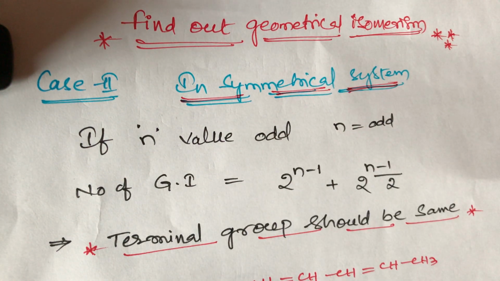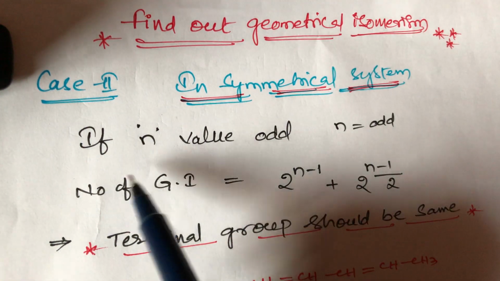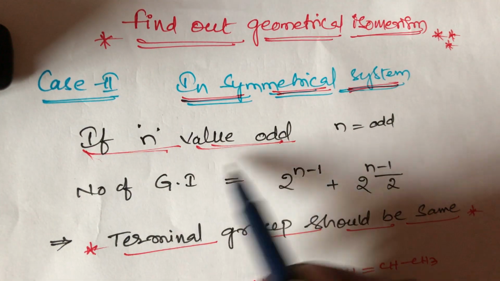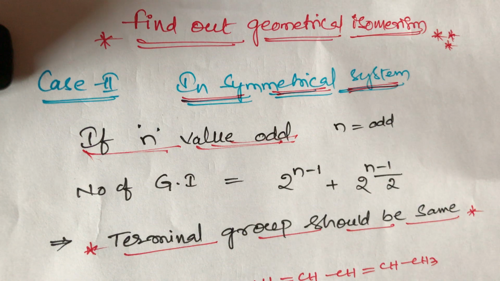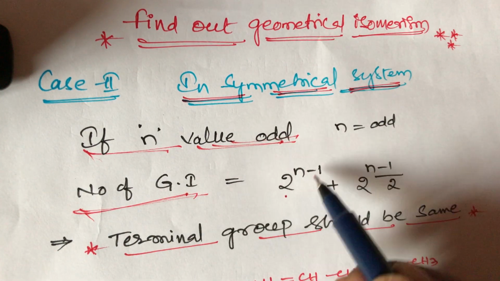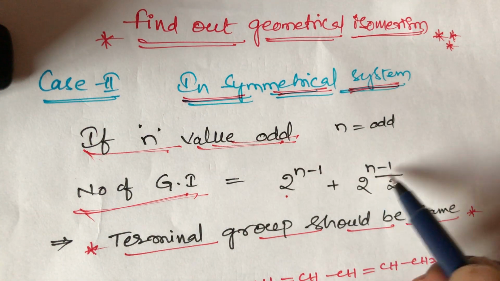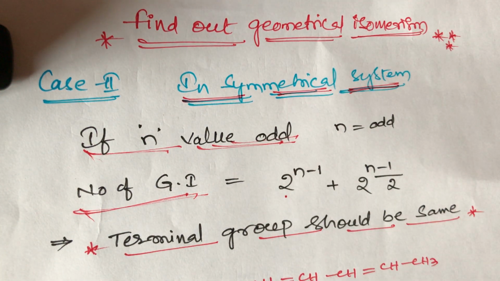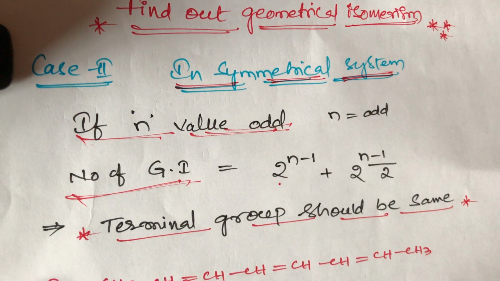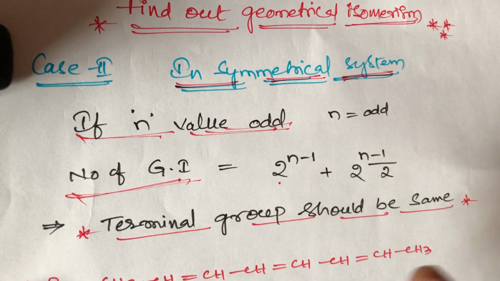In symmetrical systems, two cases are there: if the n value is odd, and if it is even. If the n value is odd, what is the geometrical isomerism formula? The number of geometrical isomers is 2 to the power n minus 1 plus 2 to the power (n minus 1) by 2. It is a simple trick, student. It is a simple formula to calculate geometrical isomerism in symmetrical compounds for odd numbers. What odd means, I will discuss next.